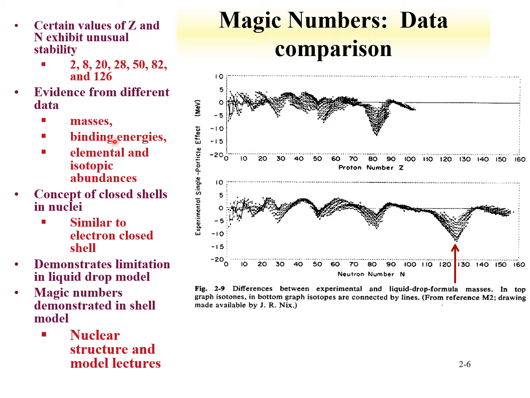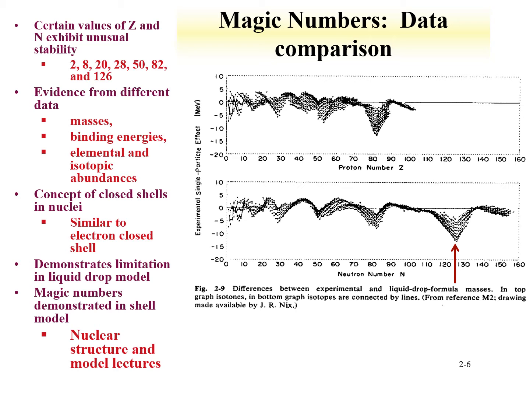So this evidence is coming from mass. We're getting the binding energies, and then we also get some information related to elemental and isotopic abundances. This is deriving the fact that, just like electrons, there's a concept of closed shells in nuclei. So we're seeing a similarity, trying to identify some trends.